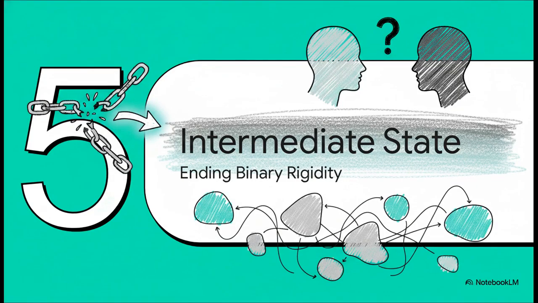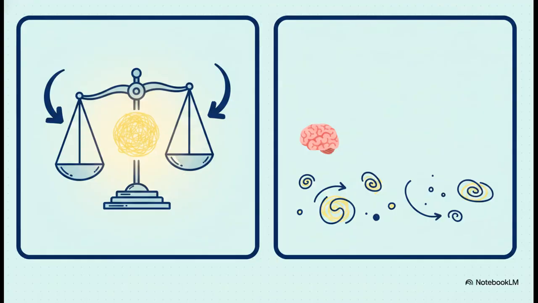Moving right along to section 5, the intermediate state, ending binary rigidity. Looking at the scoring mechanics, V3 tackles another major issue with personality assessments, which is binary rigidity. V2 was heavily binary. You are basically either a 1 or a 2 in a trait. But human psychology is rarely just black or white, right? So to fix this, V3 introduces intermediate states, denoted by an X modifier.